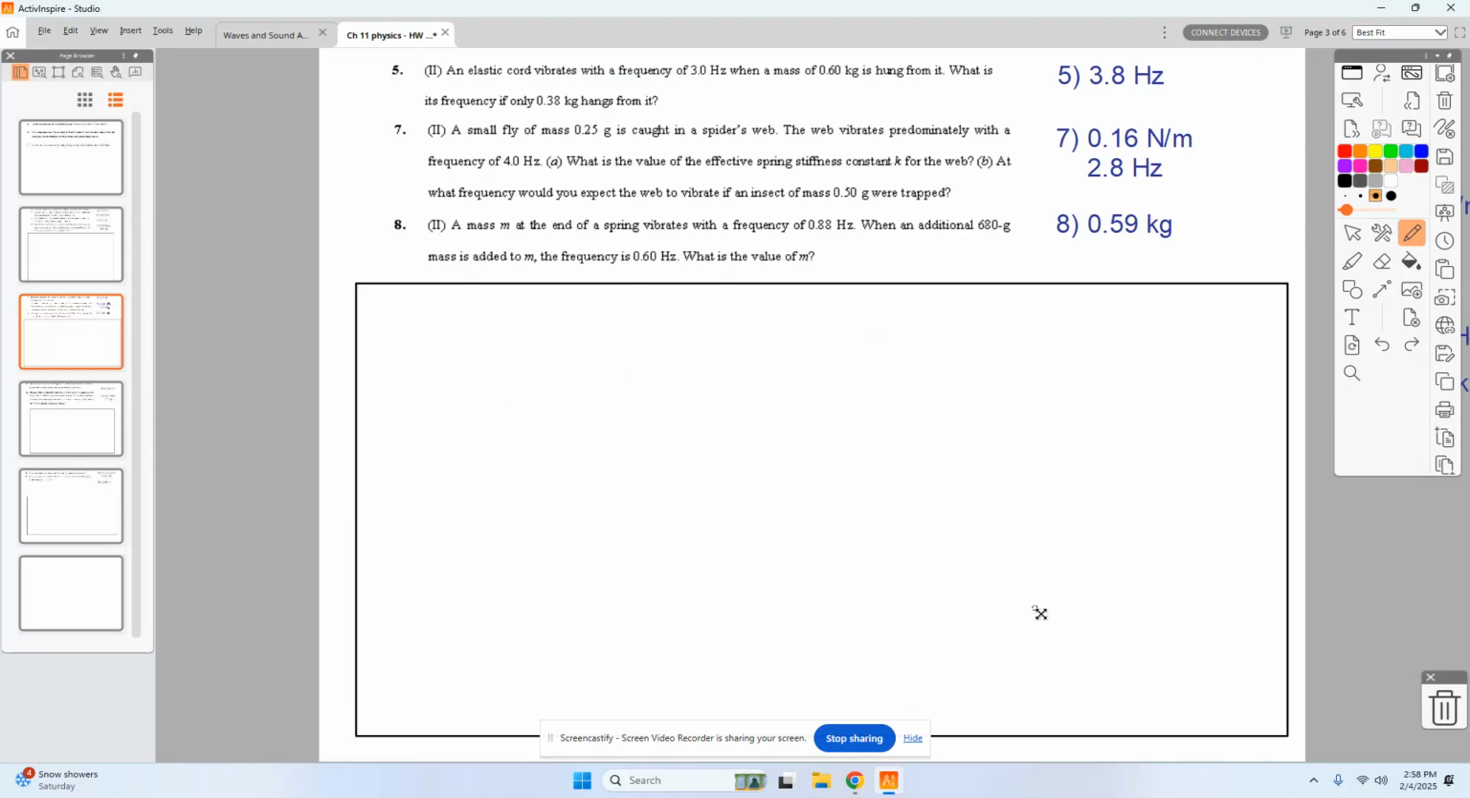So let's go ahead and take a look at number 8. A mass M at the end of a spring vibrates with frequency of 0.88 hertz. When an additional 680 grams is added to that mass, the frequency has been reduced to 0.6. What's the value of M?